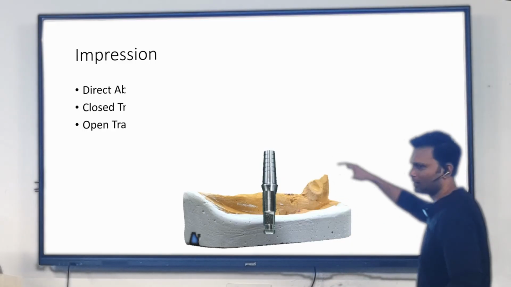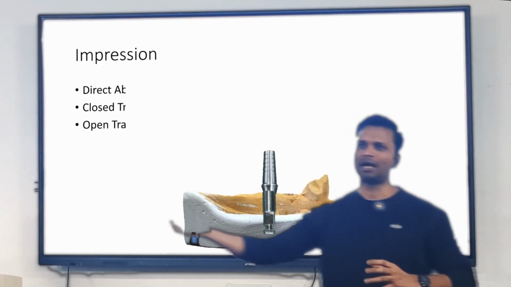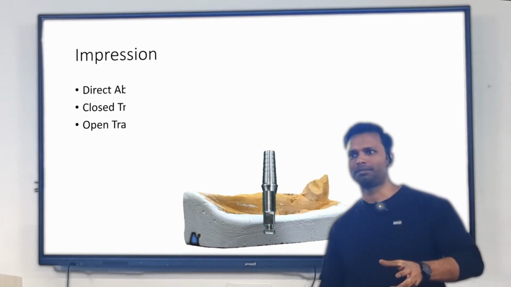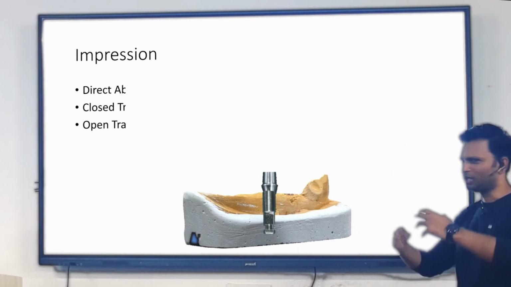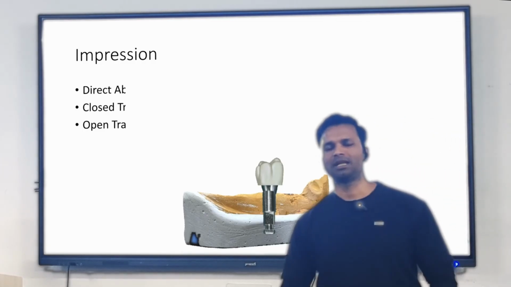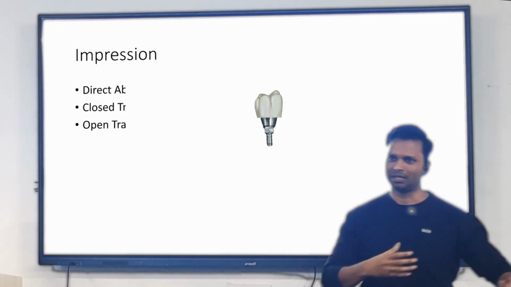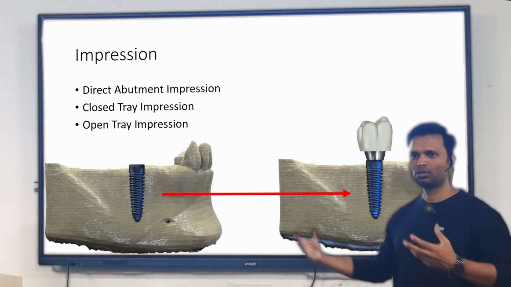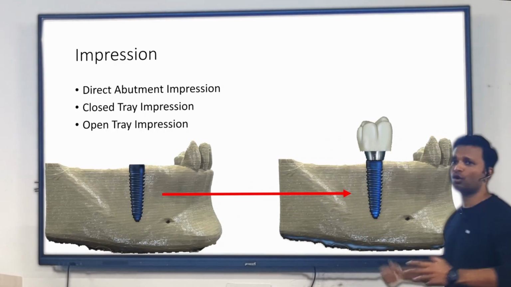So again, as I told you, your work is still only the impression. You send it to the lab, and the lab is going to do the further work. Now you attach the abutment to the implant analog, you cut it, you reshape it, and then you fabricate the crown. Once the crown is fabricated, the lab delivers the crown and the abutment to the dental clinic, and then the clinician delivers it to the patient. So this is how you go from this to this with open tray impression.